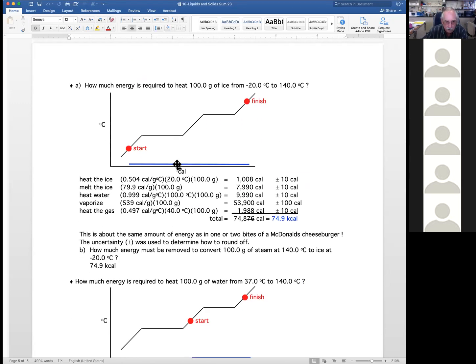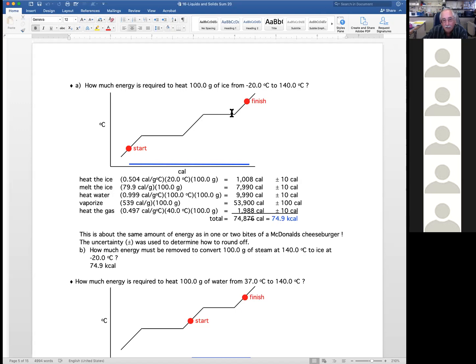So what do we need to do? We're about here at about minus 20. We got to heat that ice up. Here's the calculation for heating the ice. Now I'm here. What do I have to do? I got to melt the ice. So here's another calculation. Then what do I have to do? I got to go from 0 degrees to 100 degrees. Notice that there's a 100-degree temperature change here. Here there's no temperature. Here was a 20-degree change.